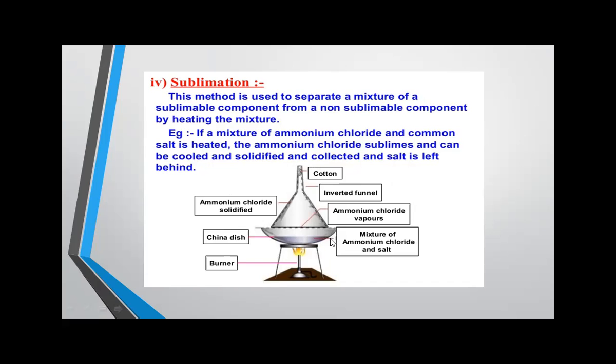This is the china dish, burner and ammonium chloride solidified at the sides of the test tube, and a cotton is placed in the mouth of the test tube and ammonium chloride will be vaporized when it is heated.